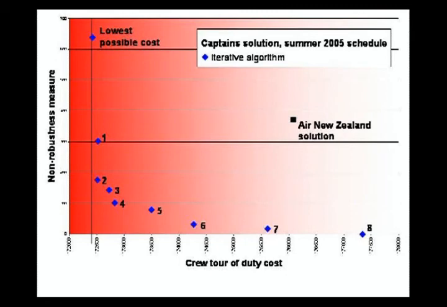Not many airlines have integrated aircraft and crew scheduling yet, so Air New Zealand could be among the first.